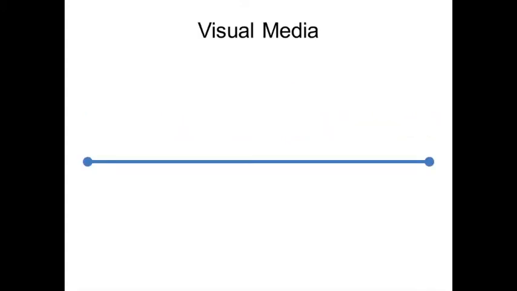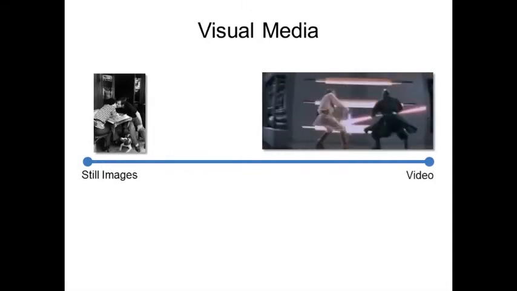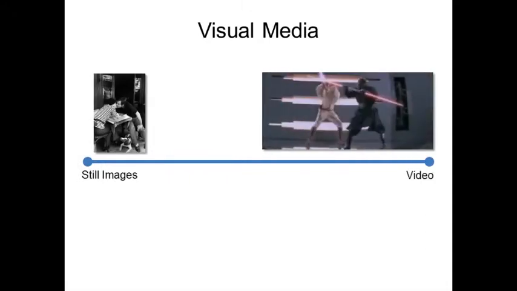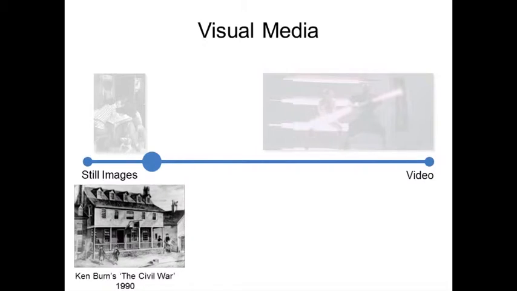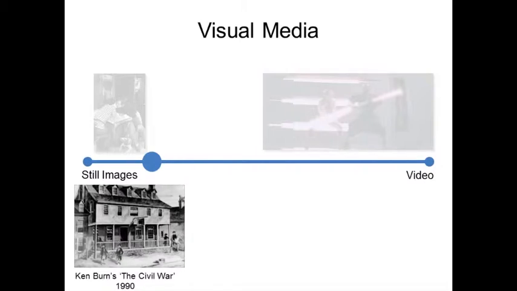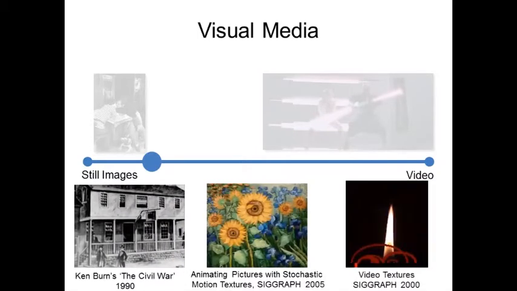Visual media can most often be classified into either stills, such as photographs, or dynamic media, such as video. Recently, we have seen a number of examples that are much like stills, but contain some dynamic elements. These range from panning and zooming over a still image, the so-called Ken Burns effect, to adding animations to still paintings, to creating video textures.